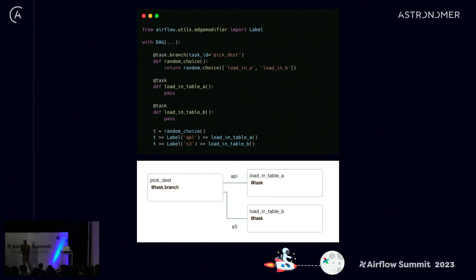Something else, put labels on your dependencies. Remember the big giant DAG. If you have labels on your dependencies, it will be easier for you to know why your task is executed over another one. This is very helpful, and your teammates will be happy about that too.